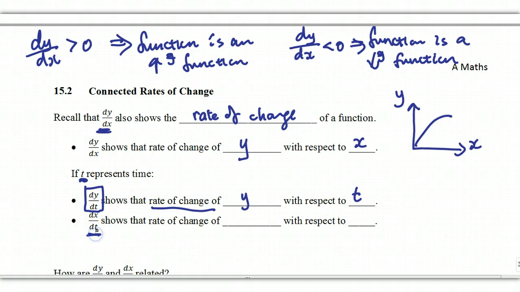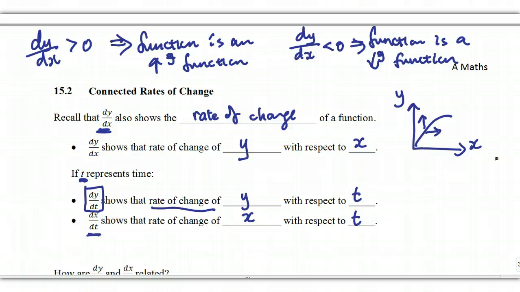And if you have dx over dt, it shows you the rate of change of x with respect to the time t. So dy over dt and dx over dt are telling you, when t is increasing, for instance from 1 second to 2 seconds, how fast y is changing and how fast x is changing. Basically, dy over dt tells us in a certain number of seconds how fast y is changing, and dx over dt will tell us how fast x is changing with an increase in time.